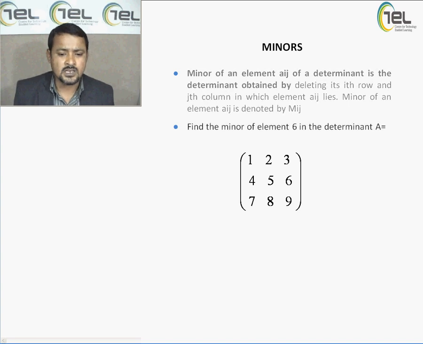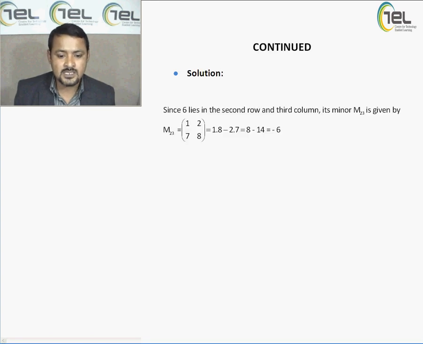Like in the given question, if you have to find the minor of element 6, 6 lies in the second row and the third column. So you have to eliminate the second row and the third column, which gives you 4 numbers: 1, 2, 7 and 8. That is the minor of 6. This is M23. So 1, 2, 7 and 8: 1 into 8 minus 2 into 7. That minor is minus 6.